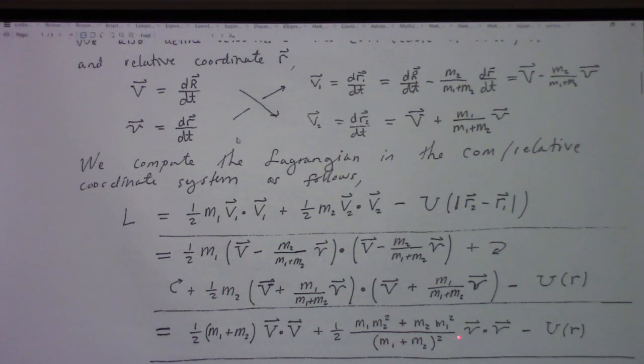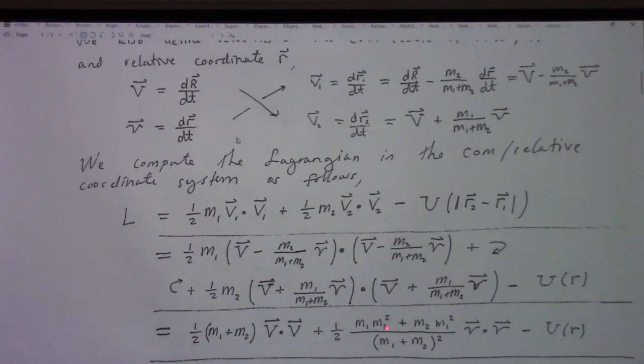And then this other piece, which describes the kinetic energy having to do with the relative motion of the two masses. And so we have this quantity here, which has dimensions of mass. So we call this an effective mass.